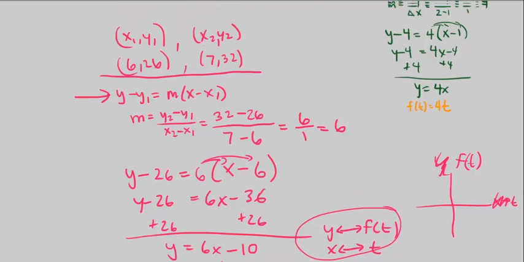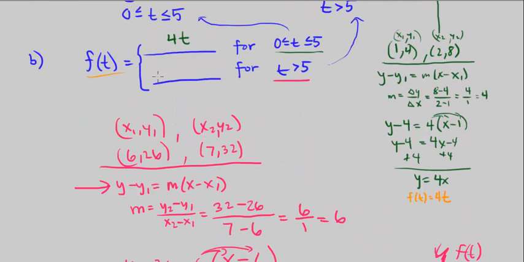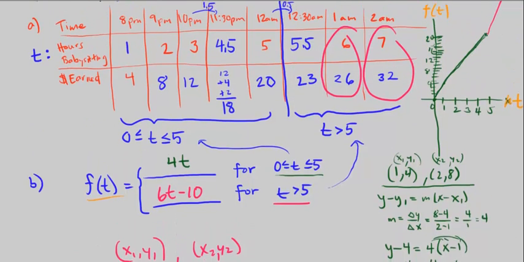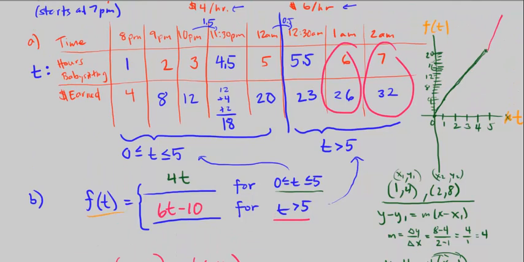Okay? So let's go ahead and put our answer in here. F of t is now 6t minus 10 for t is greater than 5. All right. So that is defining the piecewise function f of t. And we got both pieces defined. All right. And so that ends CPM Precalculus Chapter 2, Number 2.